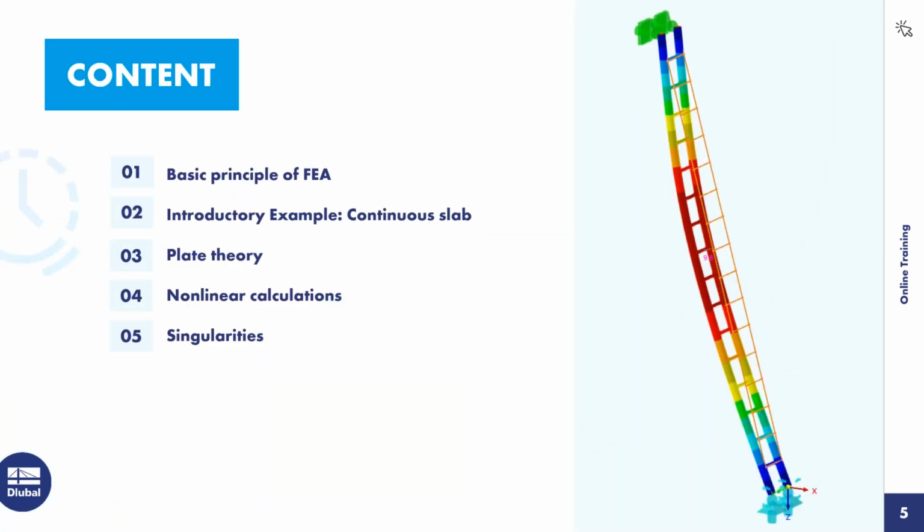Here is the content for today's training that I plan to go through with you. The first topic will be the basic principles of FEA. The second topic will be an introductory example, which will include a continuous slab, where we'll start to get into RFEM and get into a little bit of modeling. The third topic is going to be plate theory. The fourth topic is going to be all about nonlinear calculations. And then the last topic, where we'll talk all about singularities.